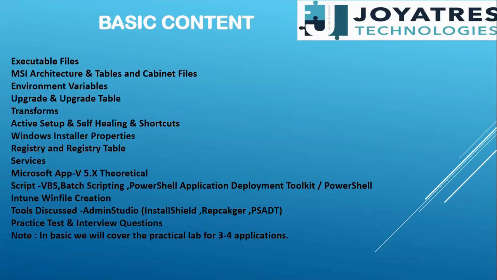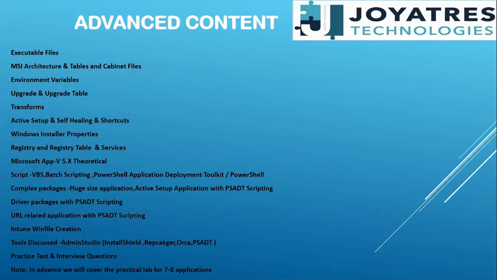Now, we have segregated our training into two parts. First is the basic content and the second is the advanced content. The following will outline the content of the application packaging course, which will be addressed as part of the basic and advanced training modules. It totally depends upon your choice which course you are going to do. Do you want to do the basic one or the advanced one? I will be explaining the topics which we will be covering as part of basic and advanced content.